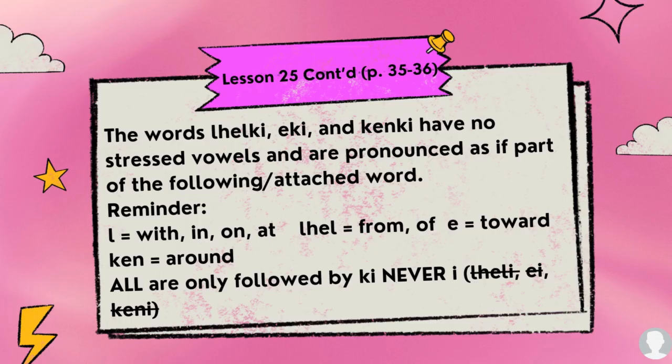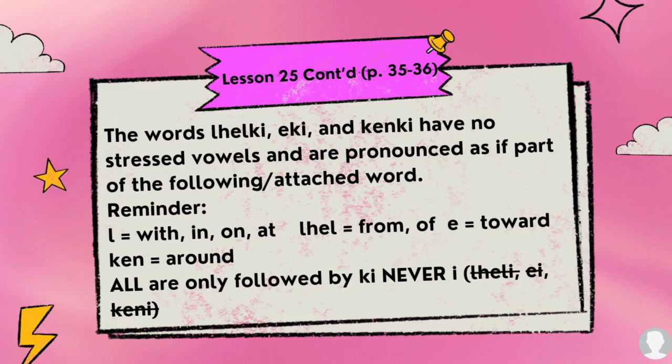So the words tlelki, aki, and kinki have no stressed vowels and are pronounced as if part of the following attached word. So reminder, ol equals with, in, on, at, tlel, from or of, a, toward, and kin, around. All are only followed by ki, never e. And if you write them down with the e, you can see it would even be difficult to say. But anyways, they only follow ki.